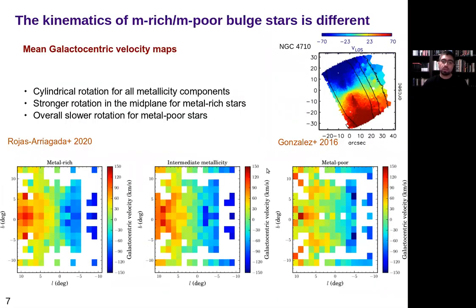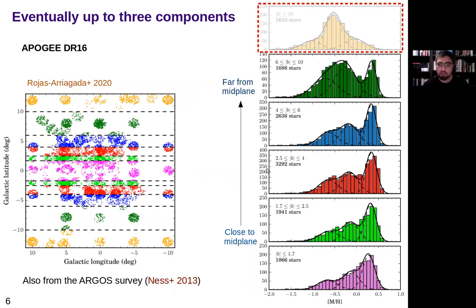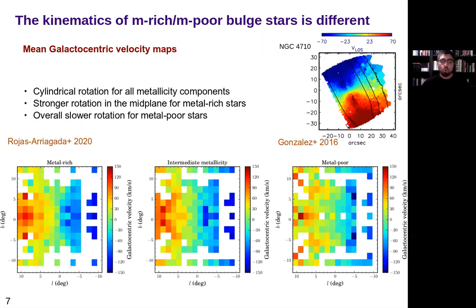When we look at the kinematics, and here I'm doing it in the context of the 3 components suggested here, we see that metal-rich, metal-intermediate, and metal-poor stars display different kinematics. For all of them we have cylindrical rotation, independent of the metallicity, which is also consistent overall with what we see in external galaxies, such as this one from Gonzalez et al. 2016, which is a hint of cylindrical rotation coming from secular evolution, producing those structures.